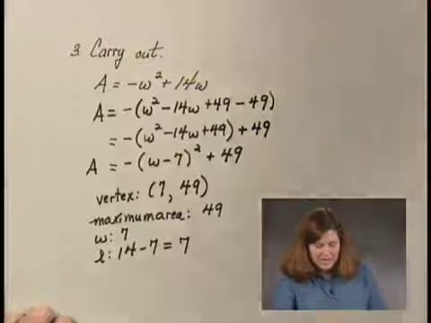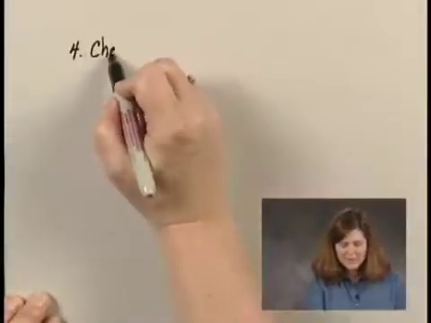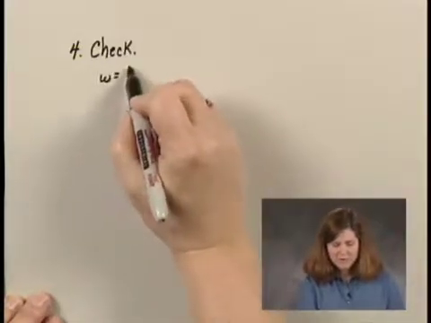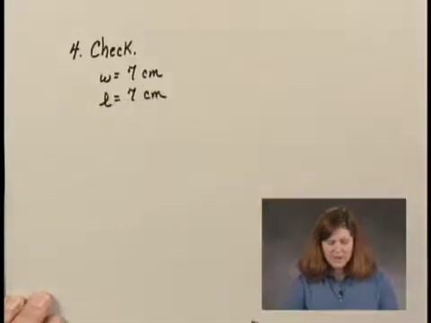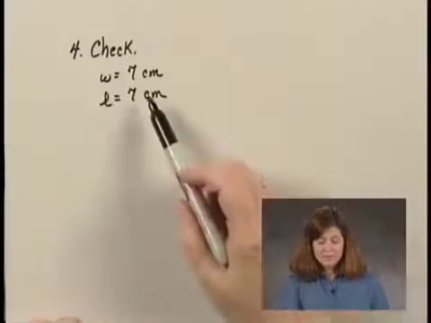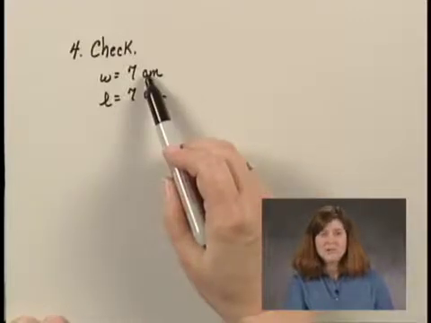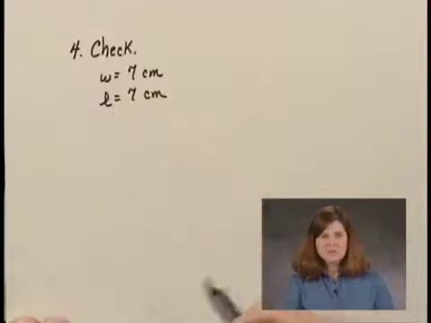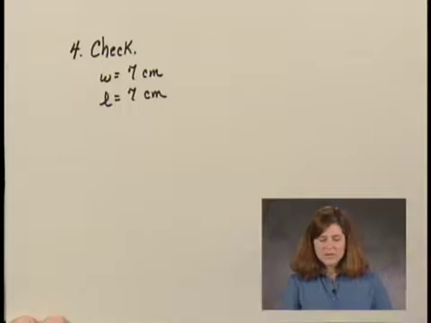When we get to the check step, this is a little harder to check. How do you check a maximum? Well, we have a width of 7 centimeters and a length of 7 centimeters. We could graph the equation and see if this is a maximum. We could try some other values, maybe something a little bigger than 7 for the width, which would make length a little smaller. And if we tried several other values, we would see that we would not get an area any bigger than 49 square centimeters.